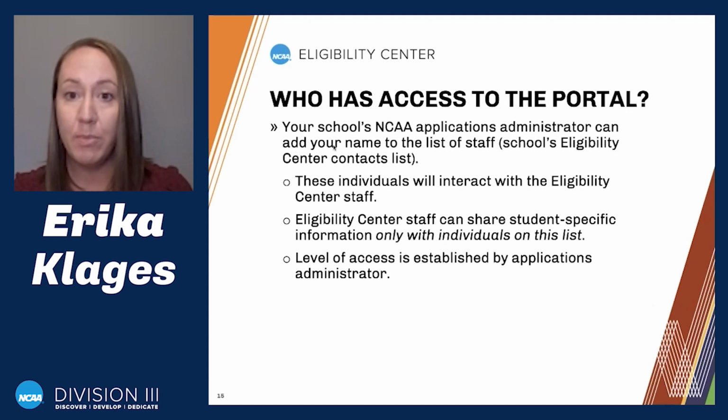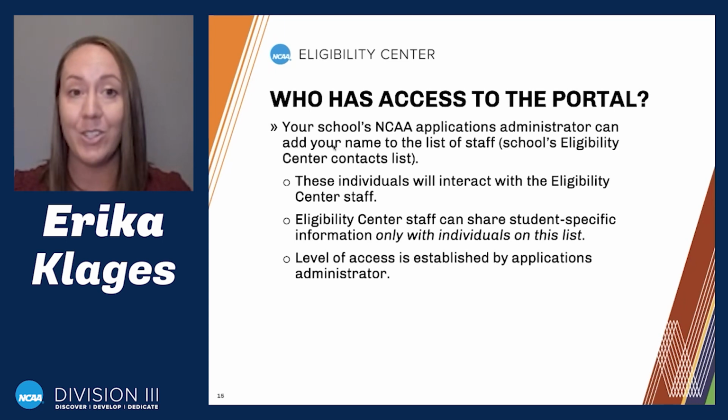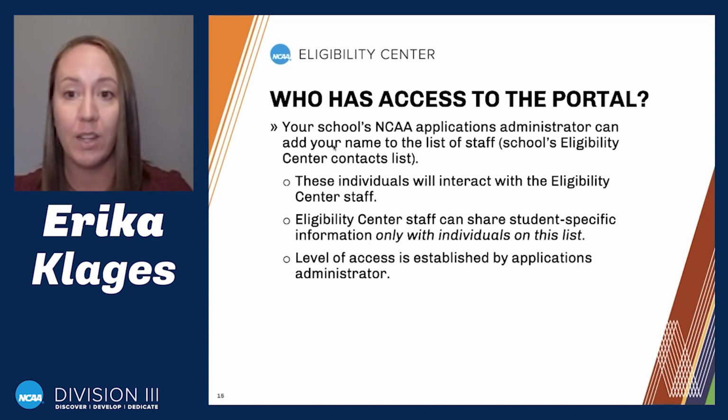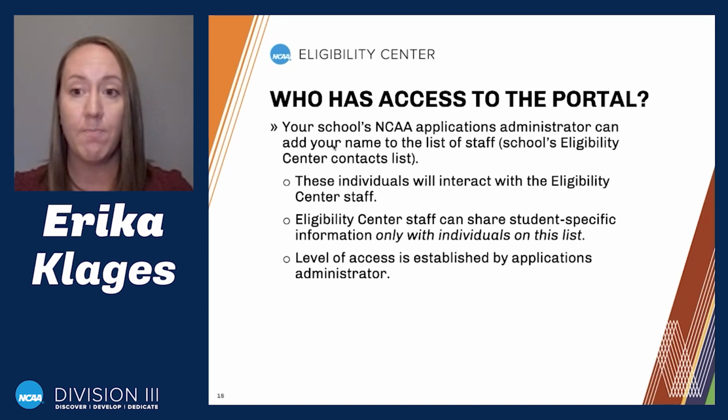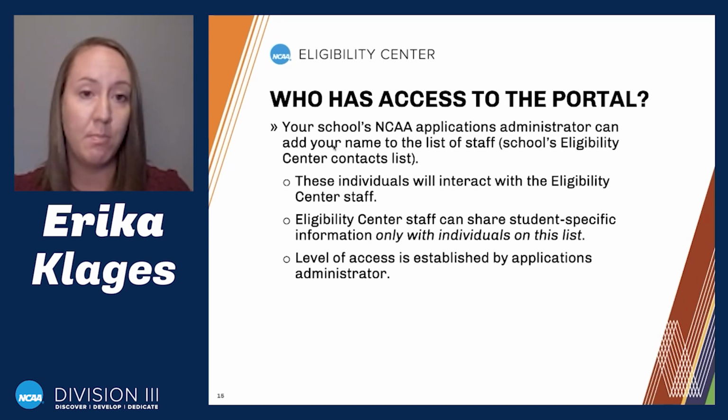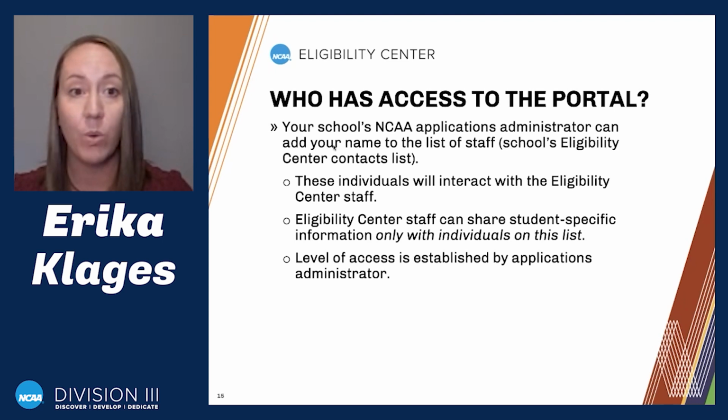Your applications administrator can add your name to a list of staff, the Eligibility Center's contact list. These individuals are the people that are going to interact with the Eligibility Center the most, or really at all. The Eligibility Center staff is only going to be able to share student-specific information with people on that list. However, there are levels of access that are established by the applications administrator. So if you think you need a higher level of access than what you were originally granted, I would contact your applications administrator and see if there's something they can do to get you to a different level of access.